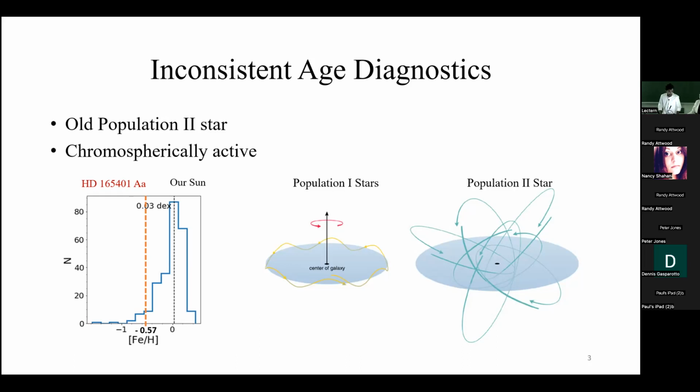Our star actually is pretty chromospherically active, which is a little bit weird considering that population 2 stars are chromospherically quiet, meaning that their magnetic fields are quiet. So why might this be the case? I'll bring this over now to Bassem to talk about.